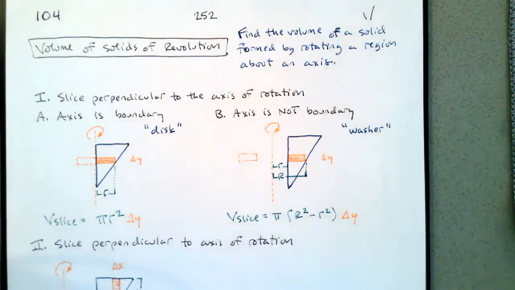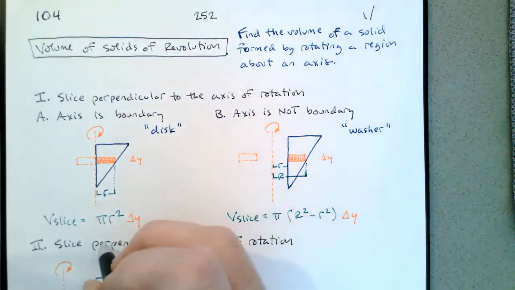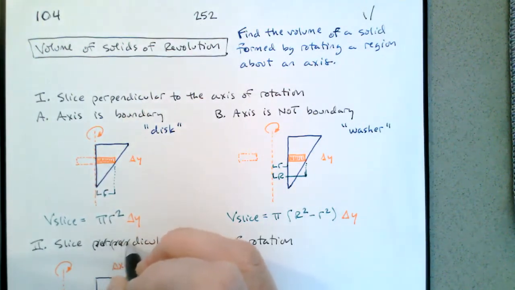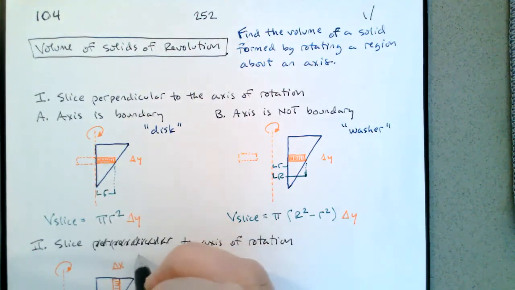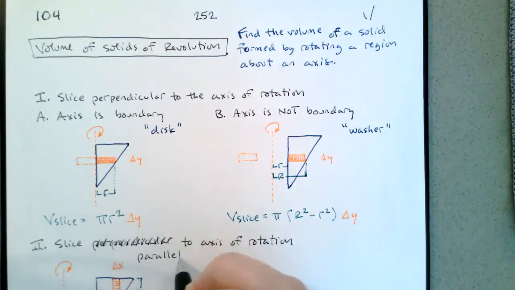Ah, yes, discs and washers. So remember what we're doing here. We are making the choice to slice perpendicular to the axis of rotation, or we're slicing parallel to the axis of rotation. That's what we have to decide to do. So it's great that we have choices, but it's also awful that we have choices because now we have to make that choice. When in doubt, pick one and run with it.